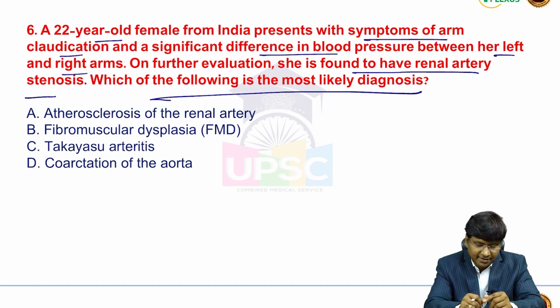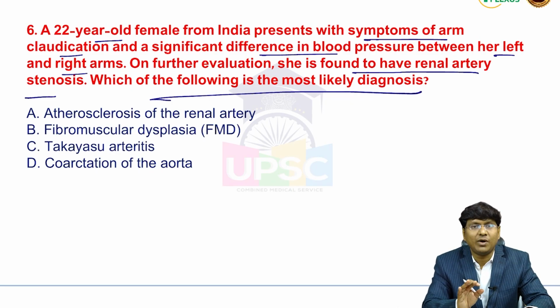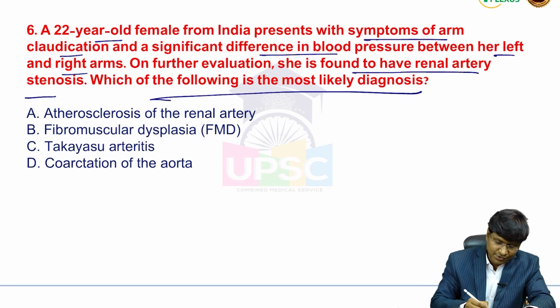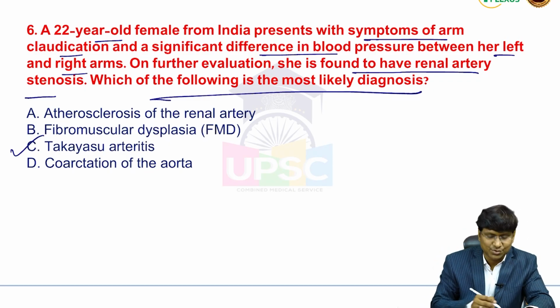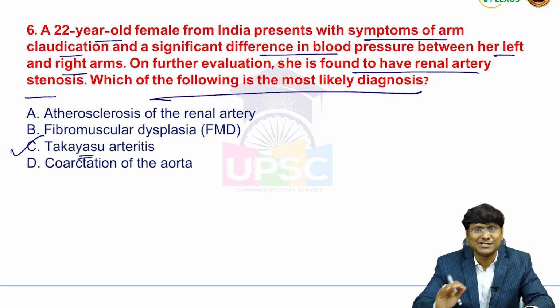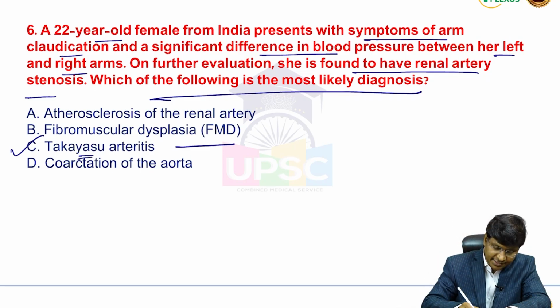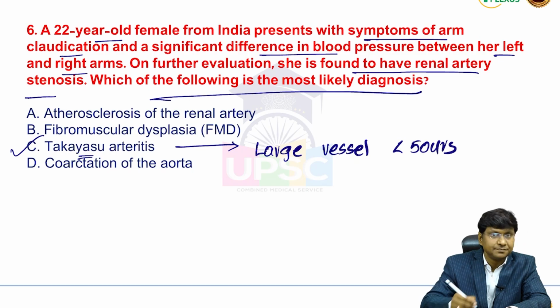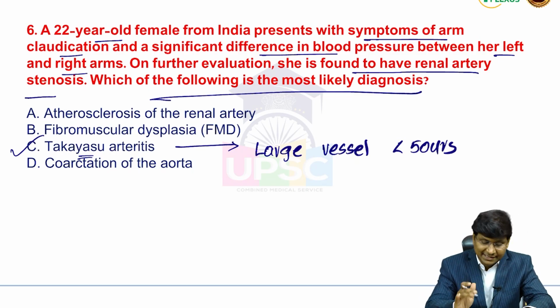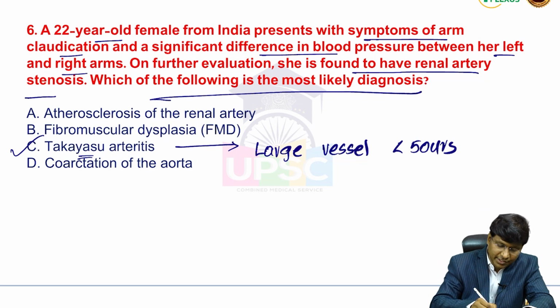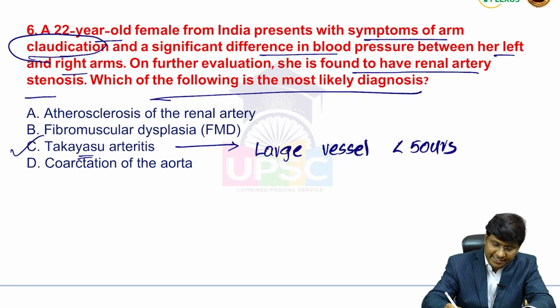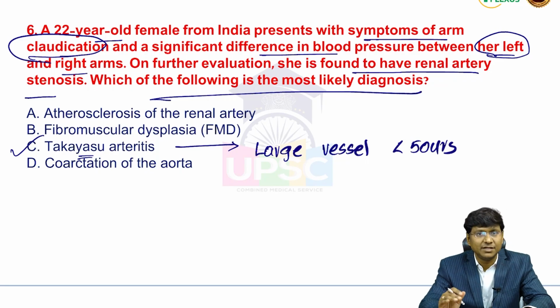Atherosclerosis of the renal artery, fibromuscular dysplasia, Takayasu arthritis, and then the coarctation of the aorta. So the answer here is the Takayasu. Now let me discuss about the Takayasu arthritis. So Takayasu arthritis is also a large vessel vasculitis, and this is commonly observed in the age group less than 50 years, right? And in this scenario, a very important clue is the limb claudication and the difference in the blood pressure between the 2 upper limbs.